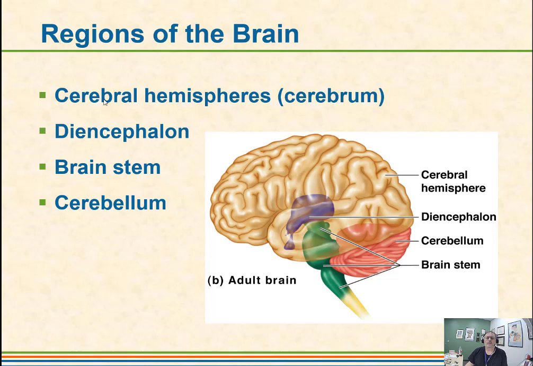We're talking about cerebral hemispheres, that is, two halves that make up the upper portion of the brain. Diencephalon, which is an area deeper into the brain stem, and the cerebellum, which is a separate kind of extra brain at the base of the skull.